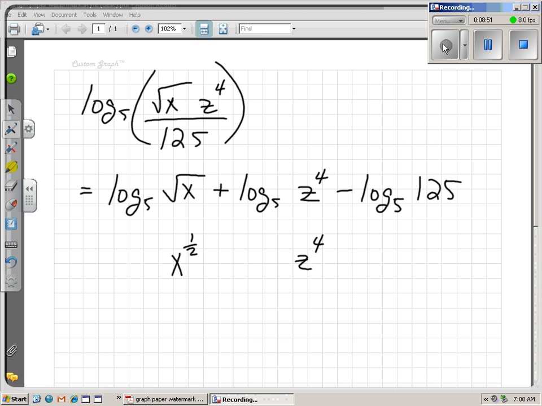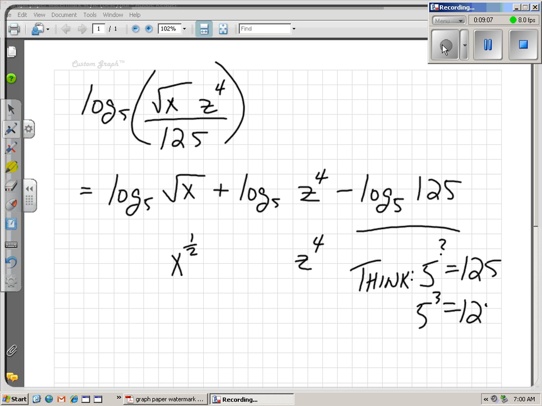And then we got to talk about this log here. We can actually evaluate that log. Think about it. Our base is 5, so think 5 to what power, I'm going to put a question mark there, equals 125. Well, actually, 5 to the 3rd power equals 125. So if I evaluate this logarithm, all I'm saying is, the question is, what exponent would I have to put on that 5 to get 125?